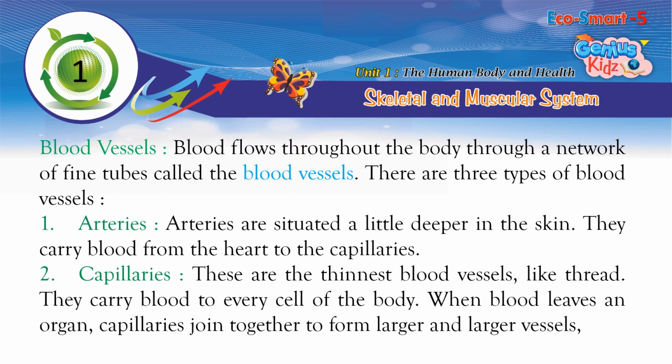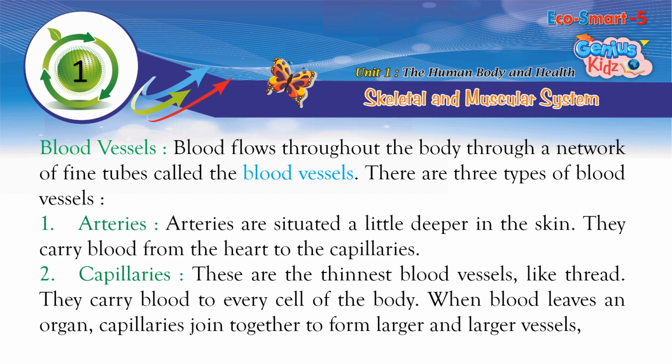Blood vessels. Blood flows throughout the body through a network of fine tubes called the blood vessels. There are 3 types of blood vessels. 1. Arteries. Arteries are situated a little deeper in the skin. They carry blood from the heart to the capillaries. 2. Capillaries. These are the thinnest blood vessels, like thread. They carry blood to every cell of the body.